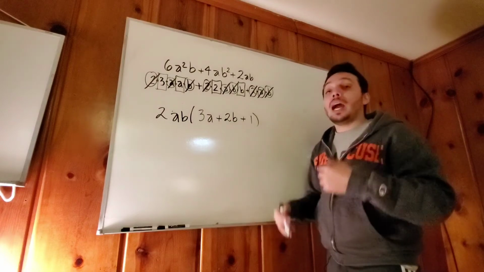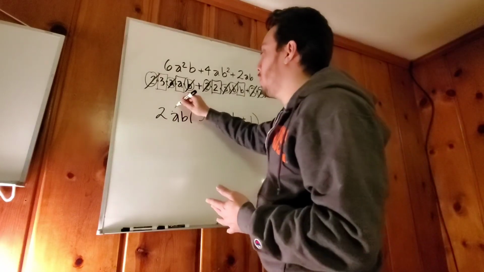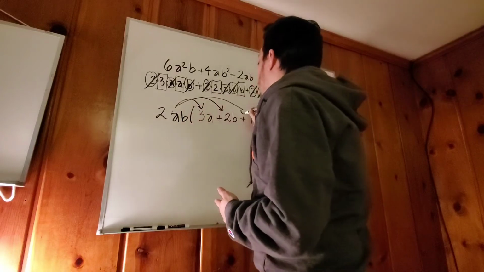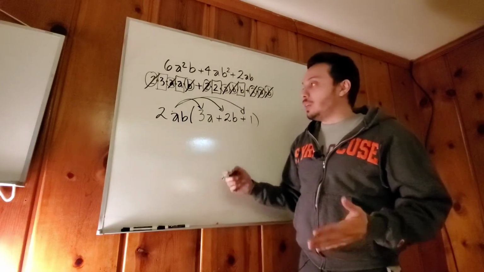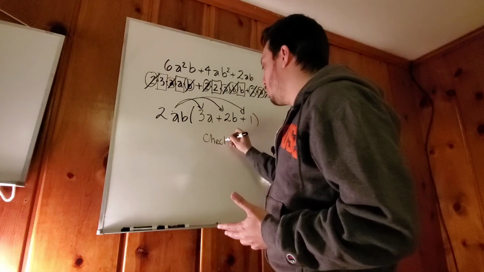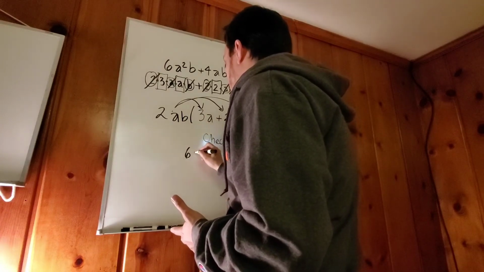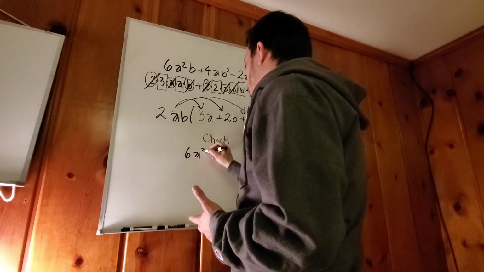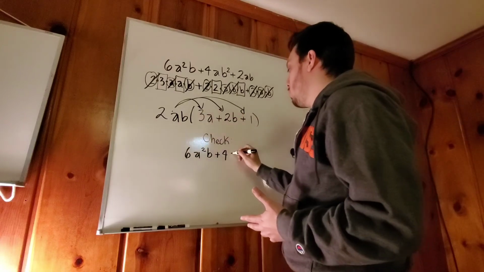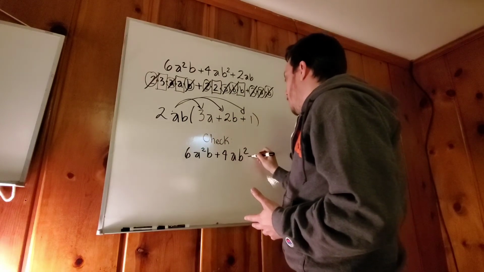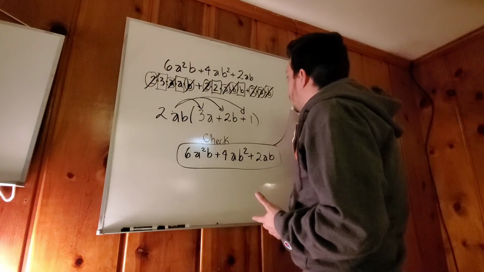I finished factoring. How do you check? The way to check is actually, I told you, the opposite operation of factoring is distributive property. You must do distributive property check because you guys are not good enough to be able to do it without checking. And so we're going to check by doing the distributive property. 2ab times 3a is 6a squared b. And 2 times 2 is going to be plus 4a. And b times b is going to be b squared plus 2ab.